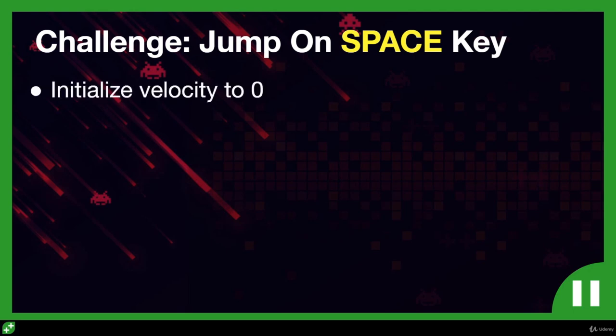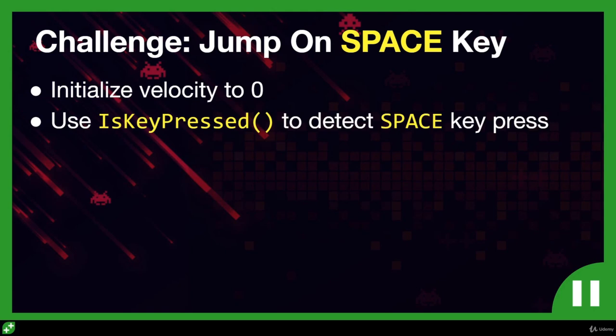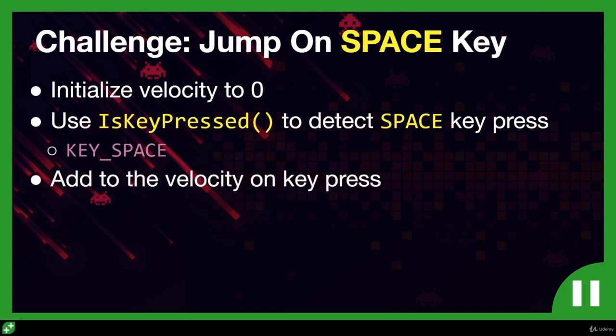I want you to initialize the velocity to 0, and then when the user hits the space key, I want you to add to the velocity. Remember, we have is key pressed. And to detect a space key press, you have to use KEY_SPACE in all caps. Pass that into isKeyPressed, and isKeyPressed will return a boolean that's true if you've hit the space key or false if you have not. If the user hits the space key, add to the velocity so that the velocity will no longer be 0. Go ahead and pause the video and try this now.